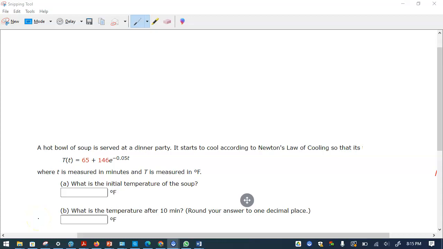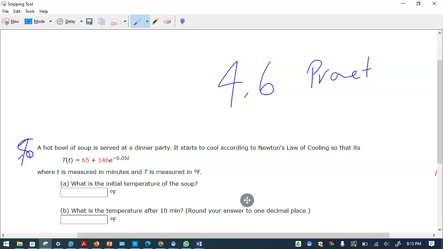Okay, hello students. Here I will continue with the continuation of 4.6 practice problems. Last time I think I finished with 5 and 6. So this time, I'm doing problem number 8.